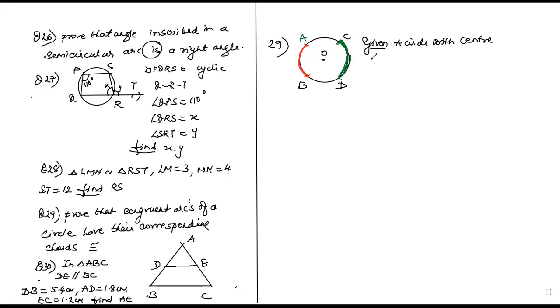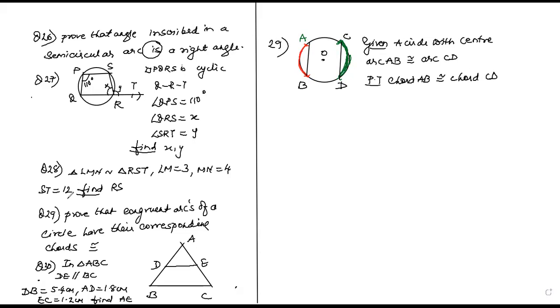मतलब congruent arcs दिया है. Arc AB is congruent to arc CD. The red arc is congruent to the green arc. And what did you prove? Then the corresponding chords are congruent. Arc AB का chord AB हो गया. Arc CD का chord CD हो गया. You have to prove this chord AB congruent chord CD.